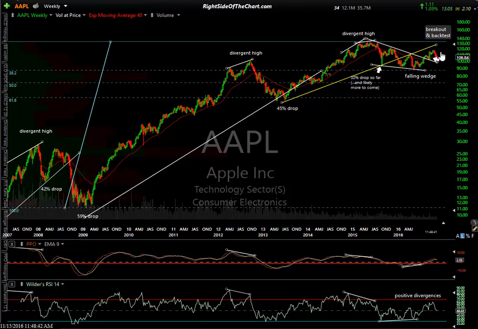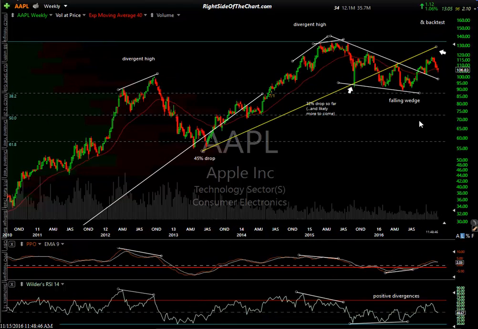Breakout and backtest, that's just referring. I need to move that arrow over there. So what you have here recently is, this was a downtrend line, a falling wedge on the weekly chart, with bullish divergences. That was pointed out at the time. It broke out, backtested it, and exploded off after the backtest.